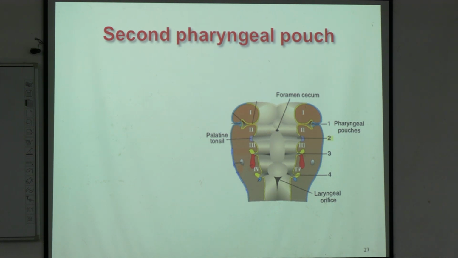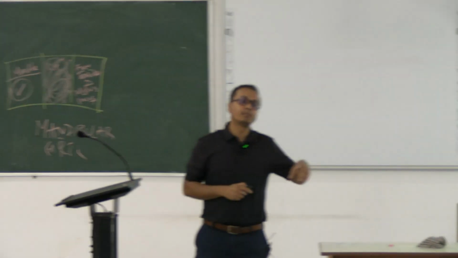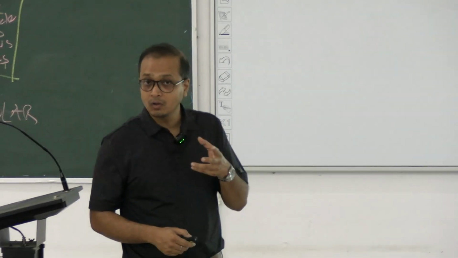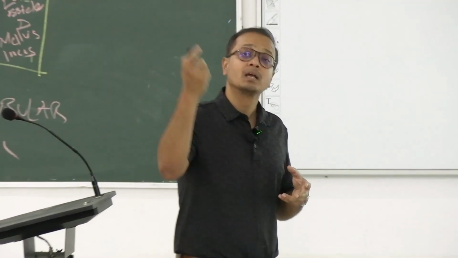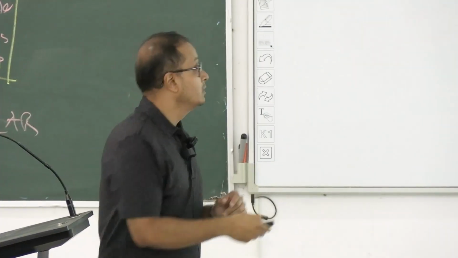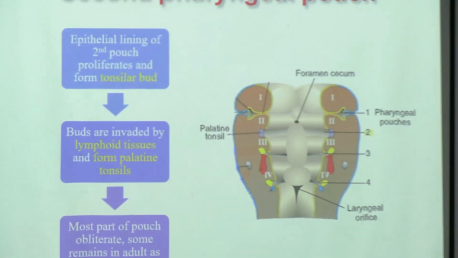But again, the tonsil is not formed by the second pharyngeal arch or second pharyngeal pouch. It creates the bed. That means the area where the tonsil will be produced is produced by it. It's not forming the tonsil itself. Tonsil is a lymphoid tissue coming from the mesodermal element, while this is an endodermal element. So this is a catch that you keep in mind.